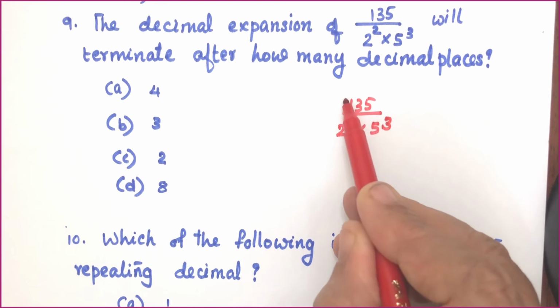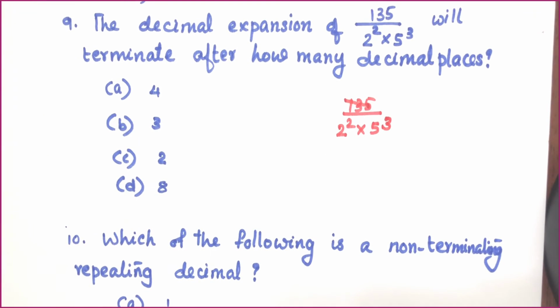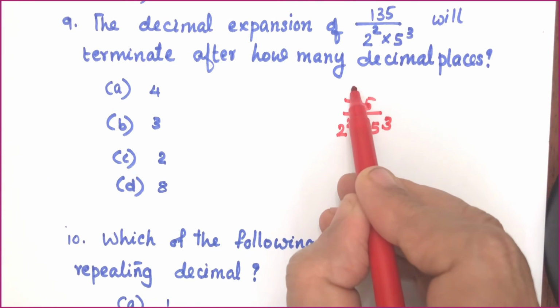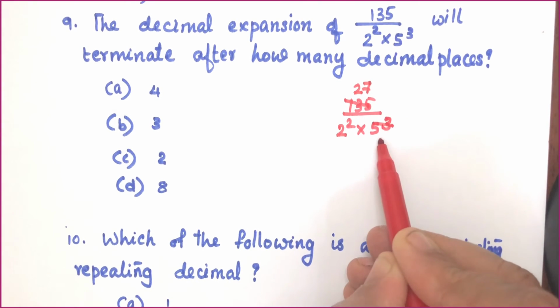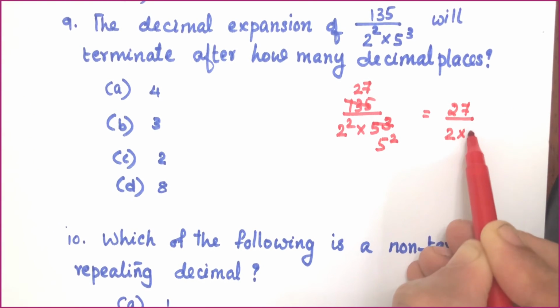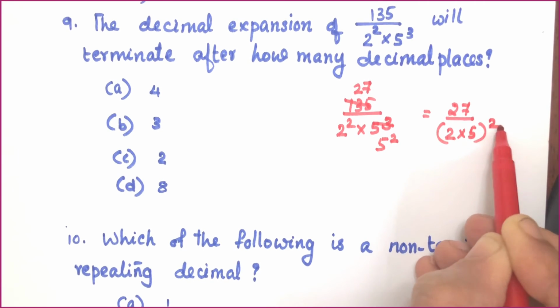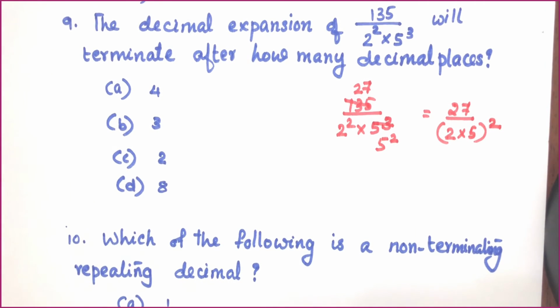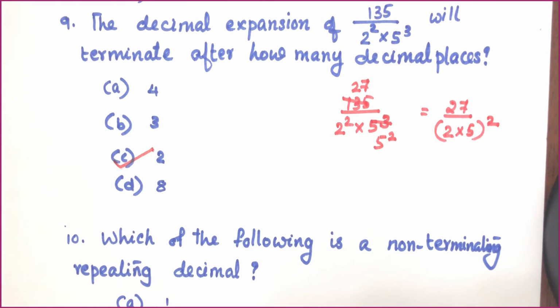First we can see there is a common number to be cancelled from numerator and denominator, that is 5. If there is any number to be cancelled from numerator and denominator, we must do that. So after cancelling 5 from numerator and denominator, numerator becomes 27 and denominator 5 power 3, we cancel one 5, so the remaining is 5 square, which is equal to 27 divided by 2 times 5 to the power 2. So can you tell after how many decimal places the expansion will terminate? Yes, after 2 decimal places. So the correct option is option C. So in these type of questions, before changing the smallest power to the largest power, make sure there is no common factor between numerator and denominator.